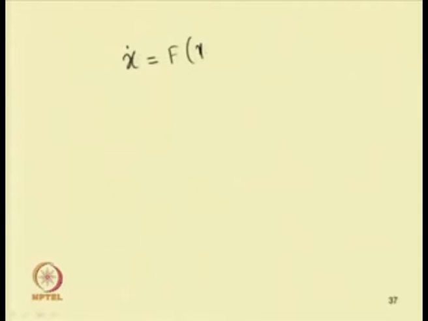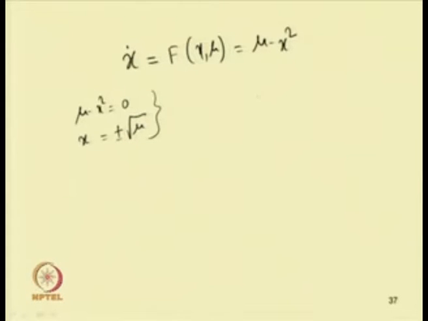Let us take the example x dot equal to f(x, mu), where f is equal to mu minus x square. At the equilibrium point x dot will be equal to 0, so mu minus x square equal to 0, and in this case we find x will be equal to plus minus root over mu.